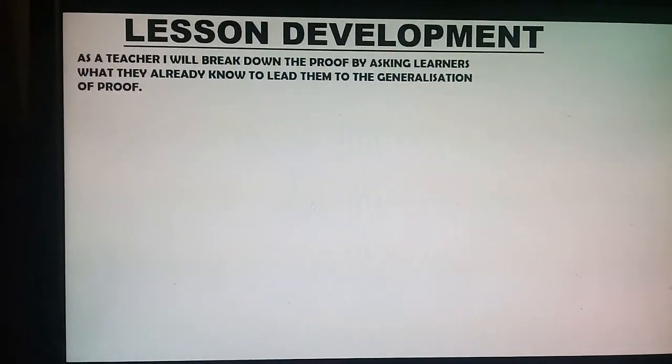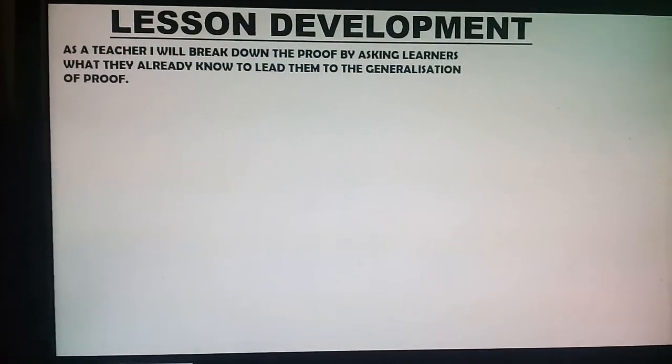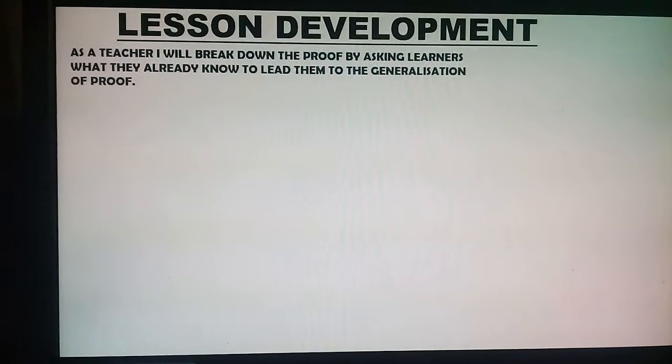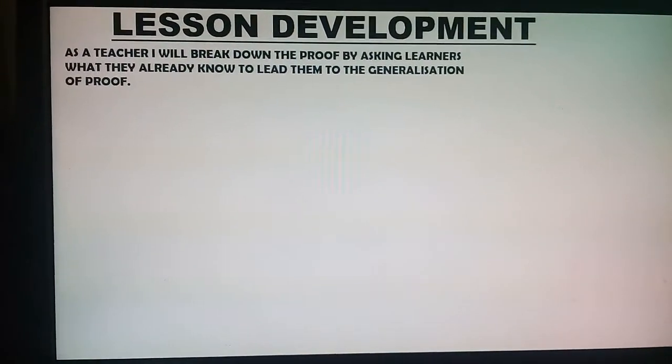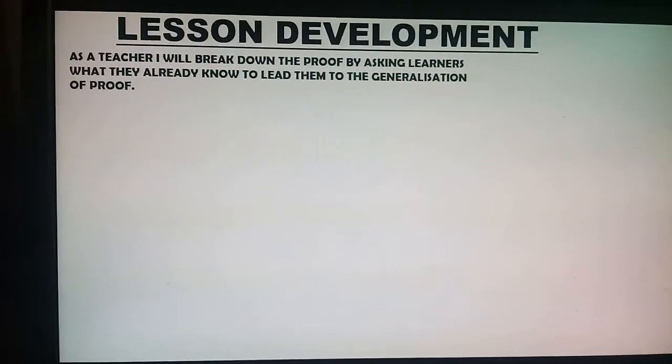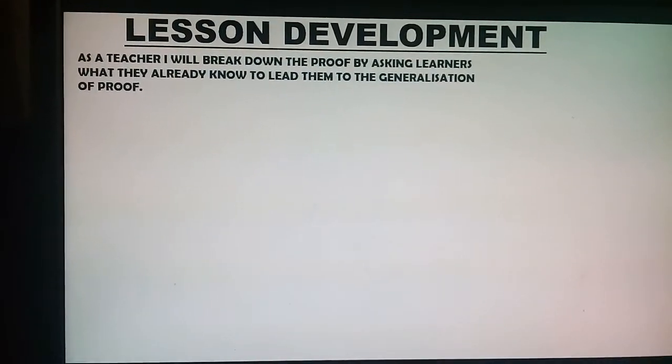In my development, as I'm going to teach this lesson, as a teacher, I will break down the proof by asking learners what they already know to lead them to the generalization of the proof. That is the most important thing when you are teaching learners proof. You have to give them guides on how you are going to prove the theorem so that they can understand. You have to break down that proof as we teach the lesson.